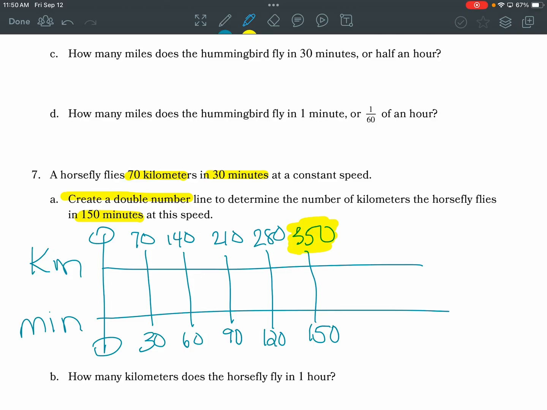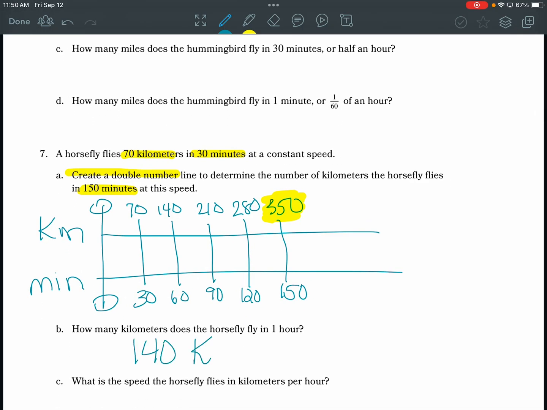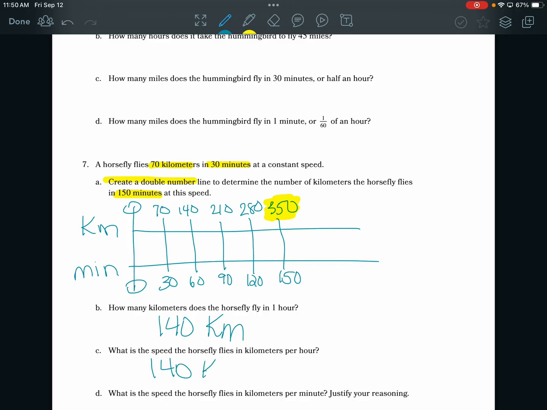How about in 1 hour? How many minutes is an hour? 60. So how many kilometers? So what is the speed per hour? You can even put that means kilometers per hour. Okay? How would I do per minute? How do we change hours to minutes? Divide by 60. Okay? So what would that be? A fraction, right? So we're not going to do it. All right, next page.